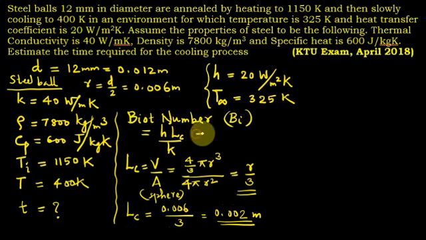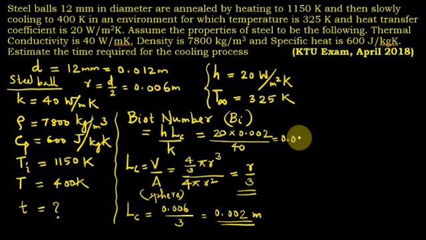So the Biot number, how much is it? h Lc by k. What is h? h is equal to 20. Then Lc is 0.002 divided by k. What is k? k is 40, so 20 into 0.002 by 40. So what you get is small, actually 0.001. No units, it is dimensionless. So what we are getting is Bi equal to 0.001.